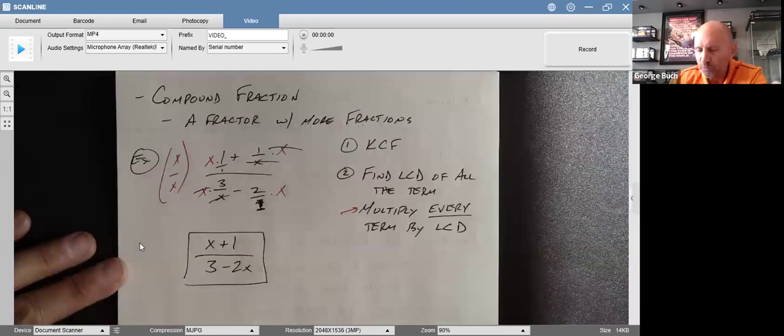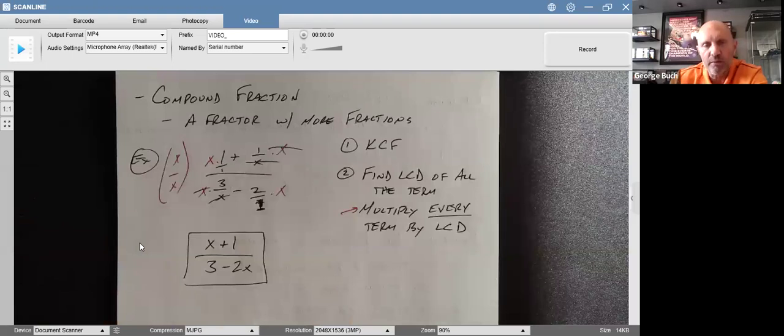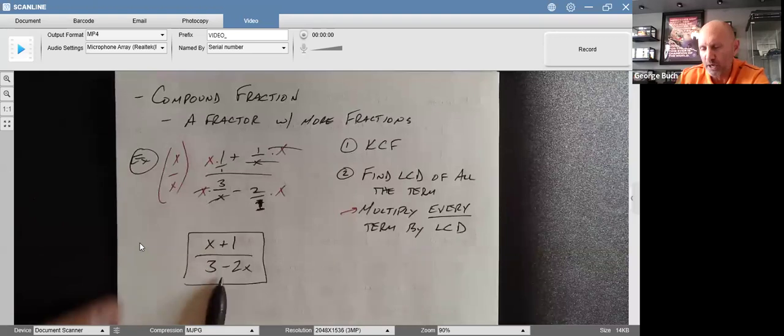So we're not having to combine the numerator, not having to combine the denominator, and then keep, change, flip. We just multiply by the LCD and we get rid of that compound fraction part. I just get a regular rational expression. And if I can simplify it, great. But if not, that's it.